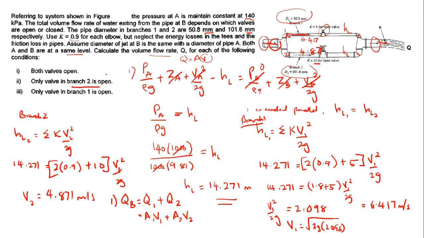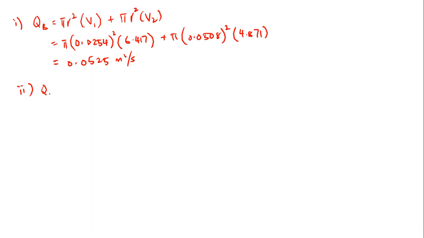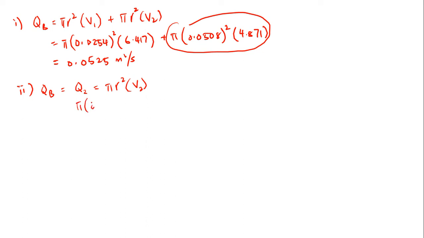The second question asks if only branch 2 is open. If branch 2 is open, QB equals Q2, which is pi r squared times V2. So pi times 0.0508 squared times 4.871, and this equals 0.0394 meters cubed per second.